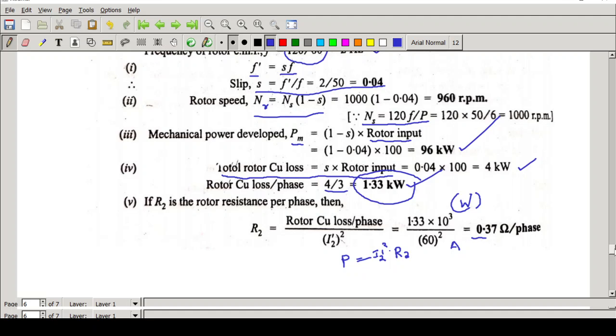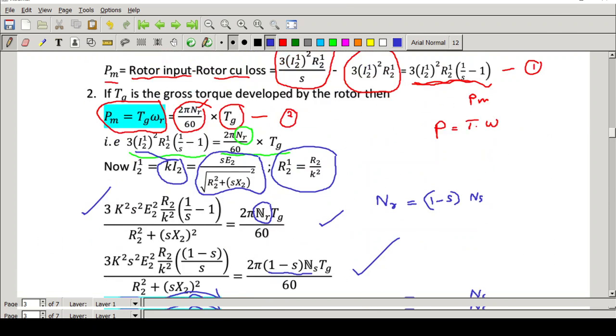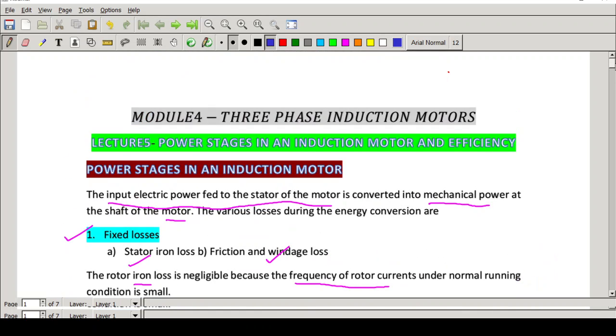So I hope you got an idea about today's topic. You just have to understand clearly the power stages in a 3-phase induction motor and also the various equations.